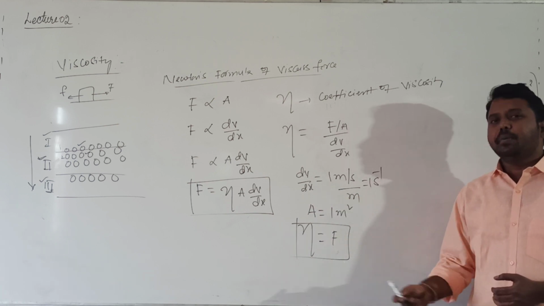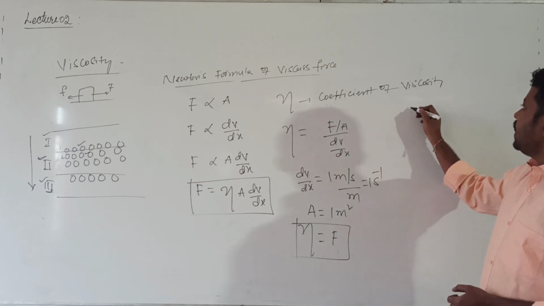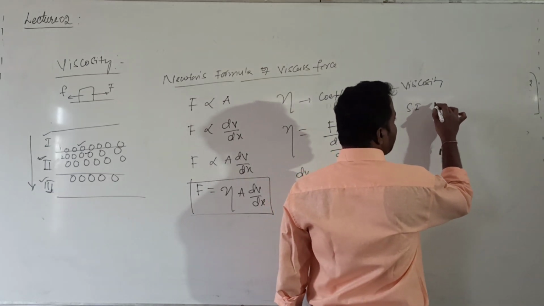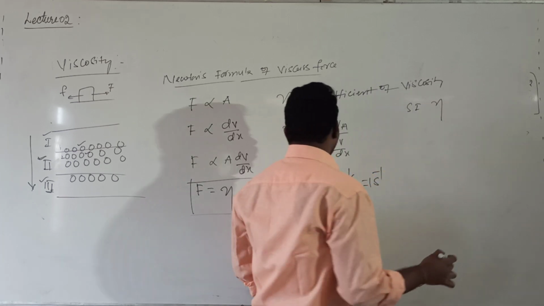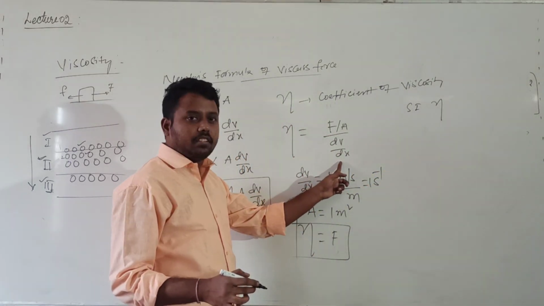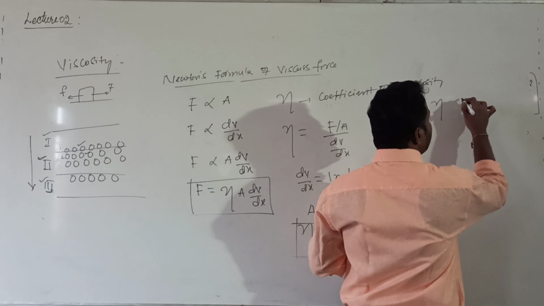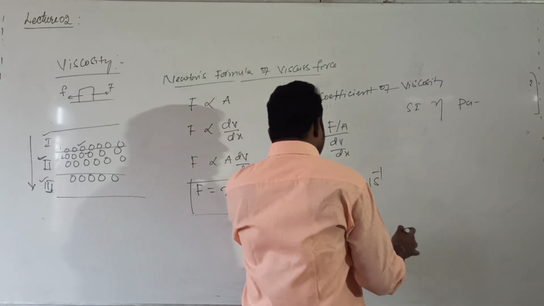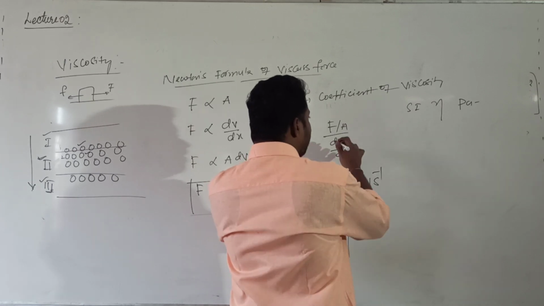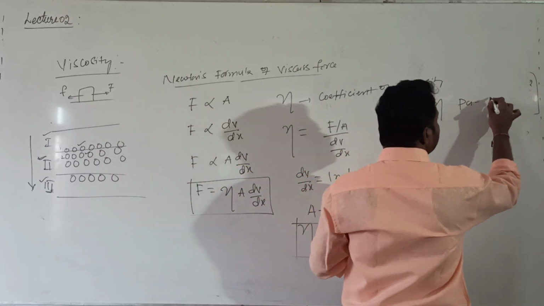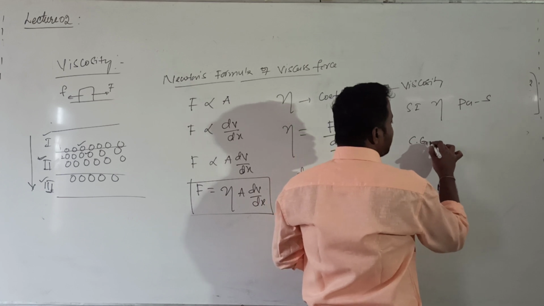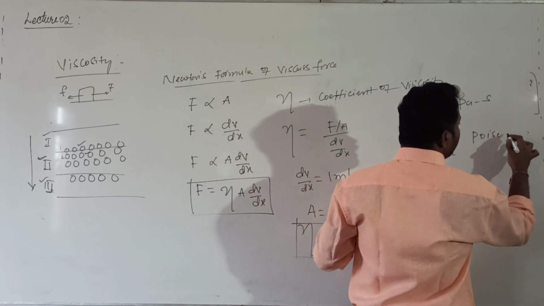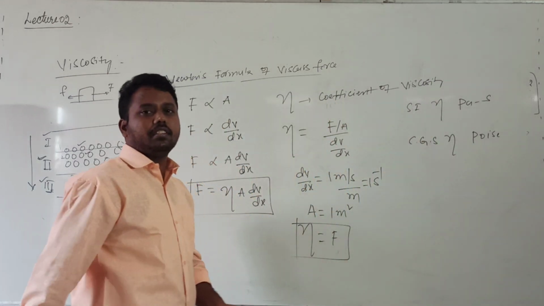Then the eta value will be equal to F. What are the SI units of coefficient of viscosity? They are given by Newton meter square by second inverse. Newton by meter square is nothing but Pascal, so we get Pascal second inverse, and the second inverse comes to the numerator, so it is Pascal second. Whereas the CGS unit of eta is given by poise. Okay? So this is the coefficient of viscosity.